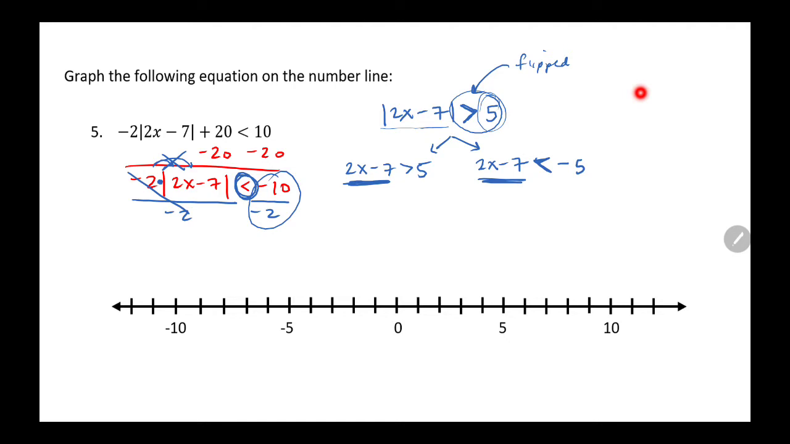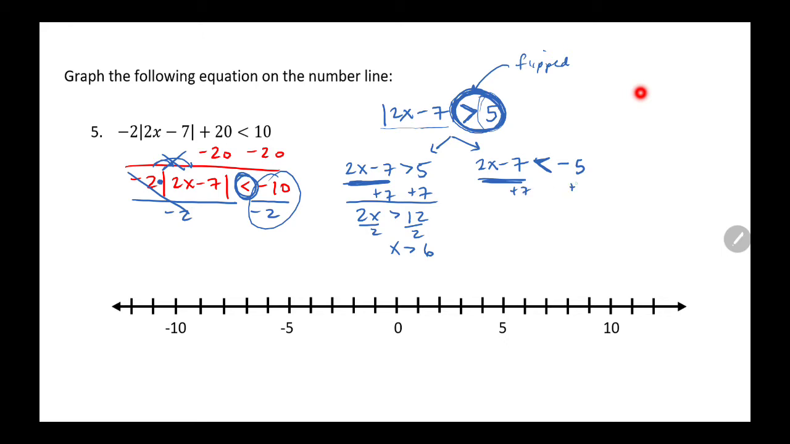That's how we branch. So on the left side, everything stays the same. On the right side, you flip these two pieces, the inequality and the sign of the number to the right. Okay, now we just have to solve for x on both sides. So I'm going to add 7. 2x is greater than 12. Then divide by 2. I get x is greater than 6.